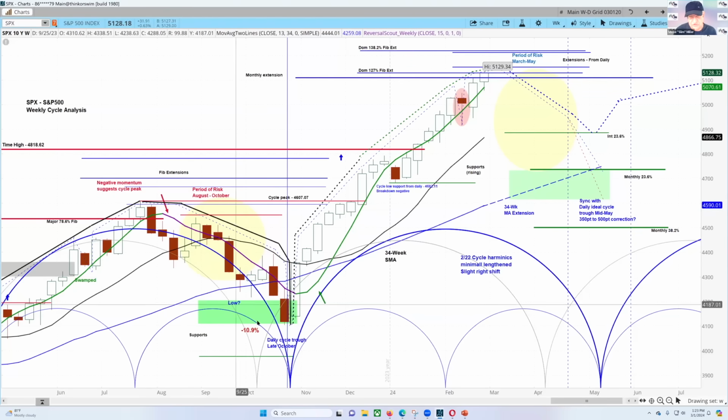And then it went to the correction right over here, right to the trough. And we expected the trough late October right over there, and it came late October. So that was a bullseye by us at that point.